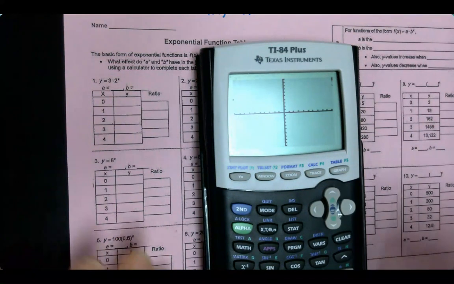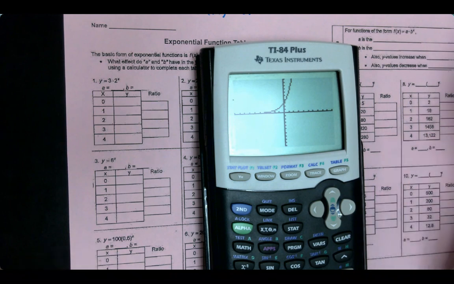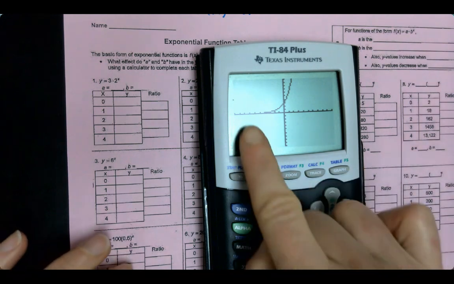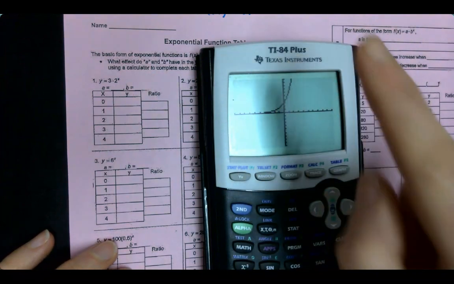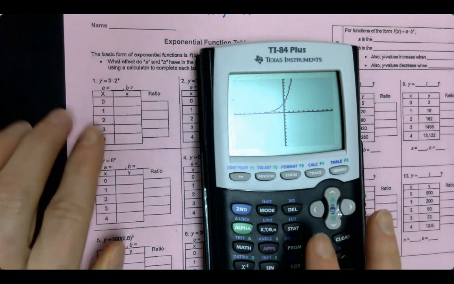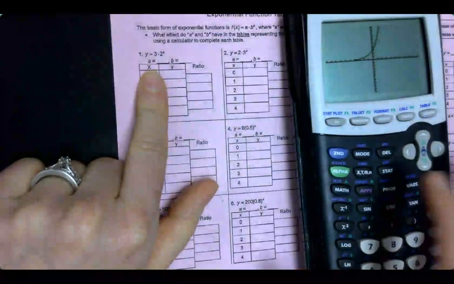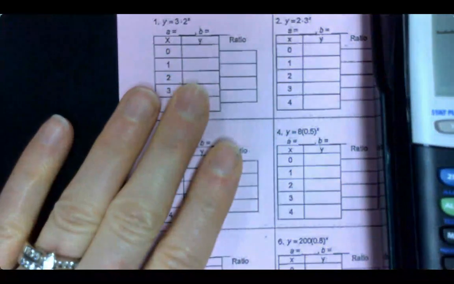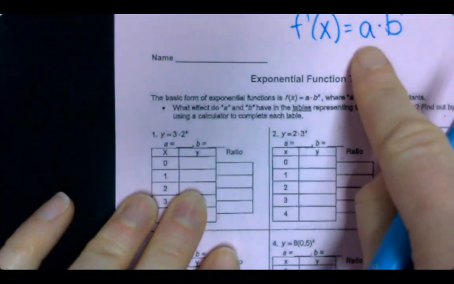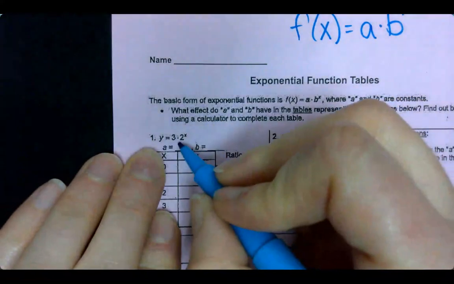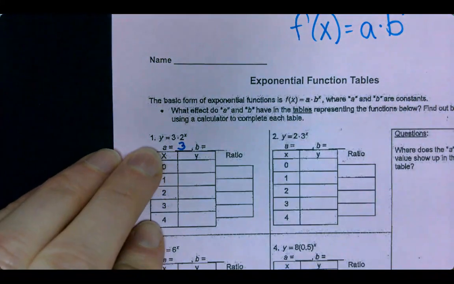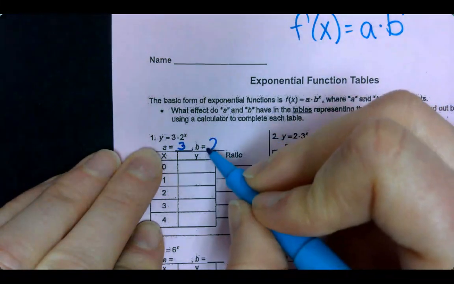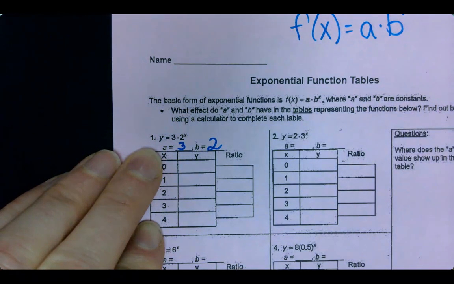We can look at the graph real quick. See how the graph looks? Looks a lot like the option where we doubled the money every day. So it starts out low, it comes up here, and then it just goes up exponentially. So we need to write down what A and B are. A is the first number, B is the number that has the exponent, it's the base. So A is 3 on this one, B is 2, it's your base.